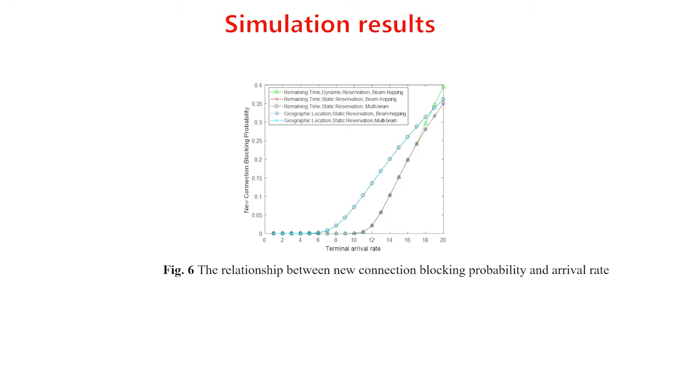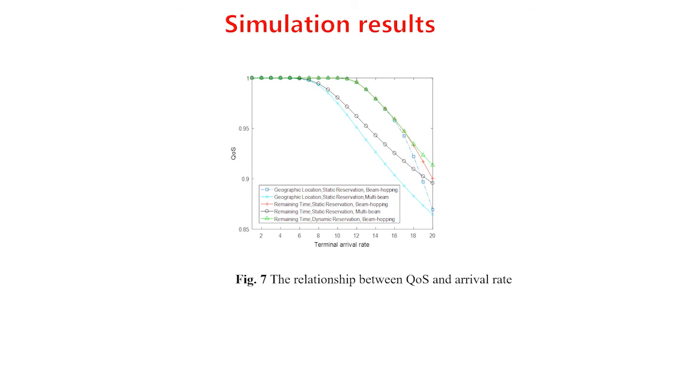In this paper's dynamic time slot reservation handover algorithm based on remaining time, as the handover failure probability approaches threshold PHF, more time slots are reserved for handover calls, which increases the new connection blocking probability. Successful handover can improve the user experience more, so the handover success probability is far more important than the new connection success probability.